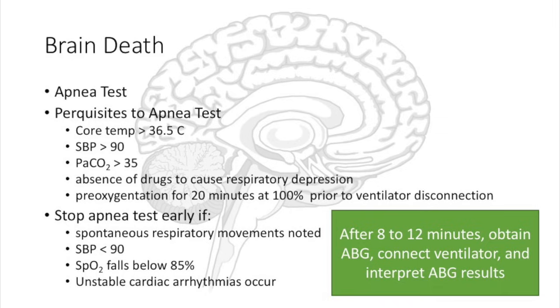If you notice spontaneous respiratory movements, if the systolic blood pressure is less than 90, if the SpO2 falls below 85%, or there's a development of a cardiac arrhythmia, as far as an unstable cardiac arrhythmia. So after 8 to 12 minutes from the apnea test, you're going to obtain an ABG, connect a ventilator, and then interpret the ABG results.